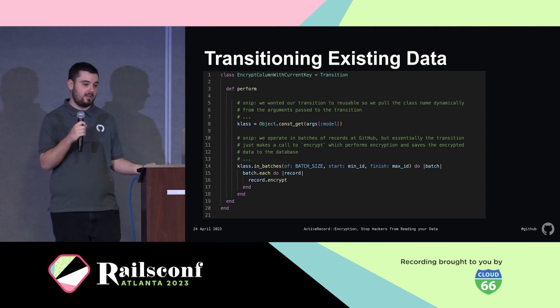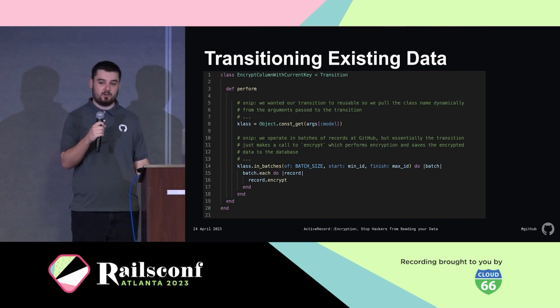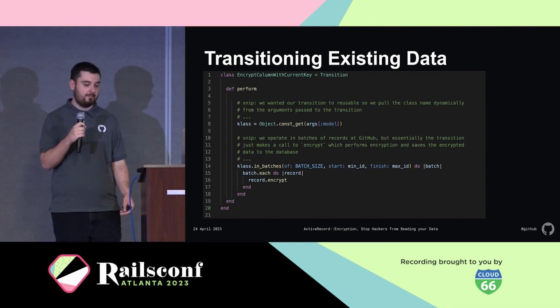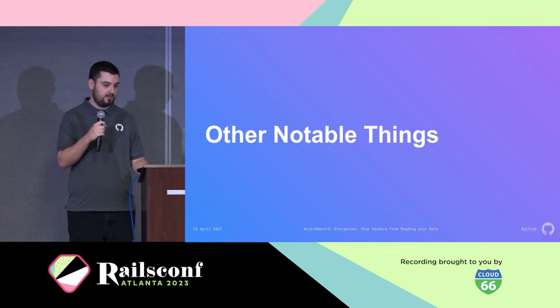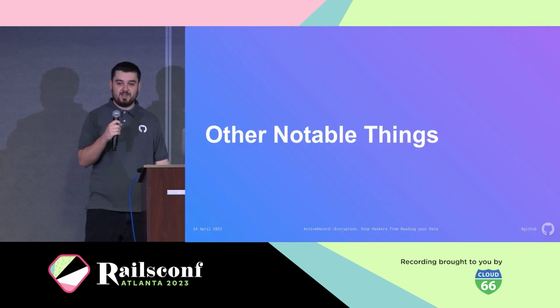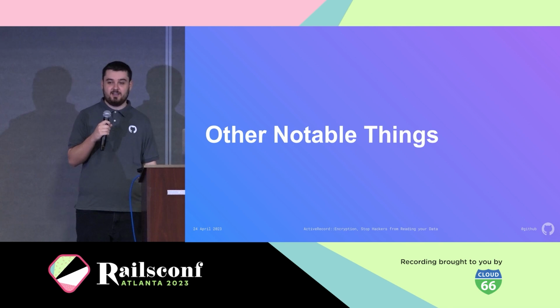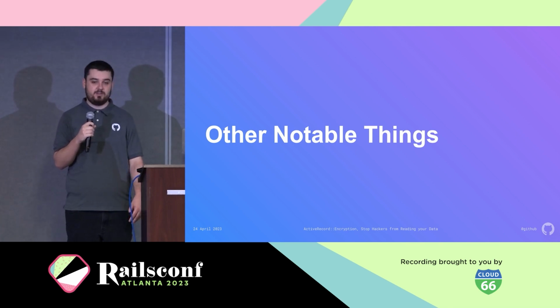And then lastly, once this transition is run, all of the data in the database at that point would be encrypted. And then future data is automatically encrypted as well through calls to the ActiveRecord encrypts function. So that was basically how we upgrade existing data as well as upgrading plain text and previously encrypted attributes.